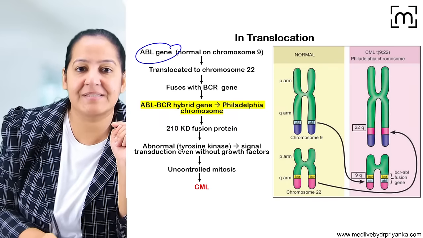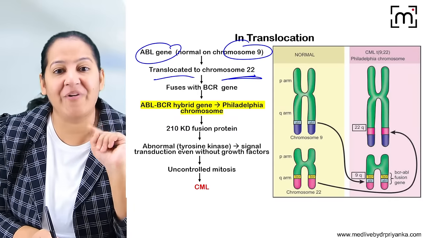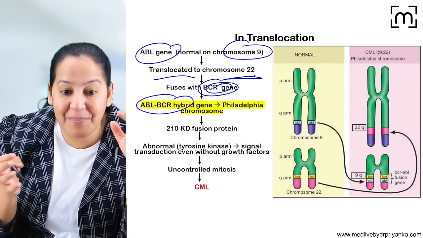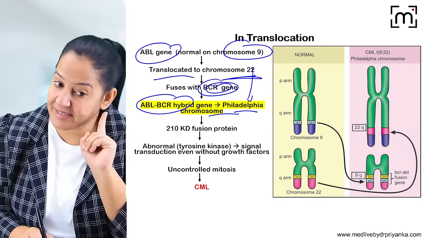Now ABL is present on 9. Normally, it got translocated to 22. On 22, we already have BCR. So the ABL-BCR hybrid gene is formed. That is known as the Philadelphia chromosome. So 22 is Philadelphia, not 9. It's a very important MCQ.